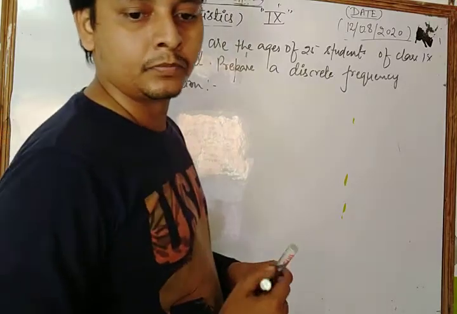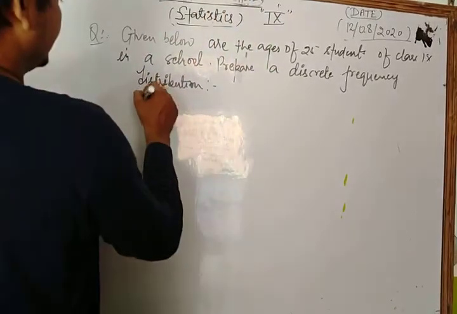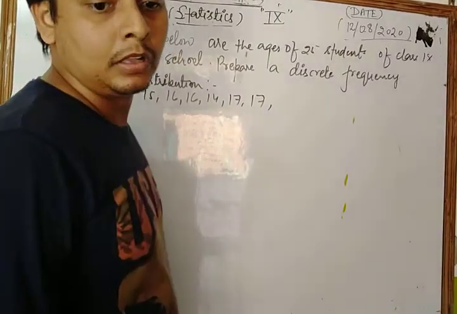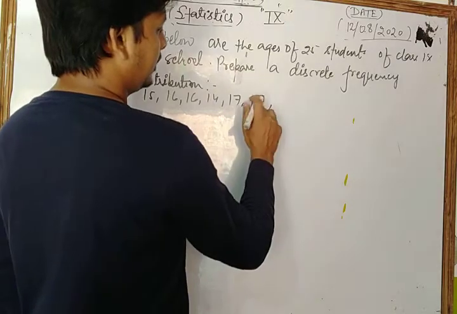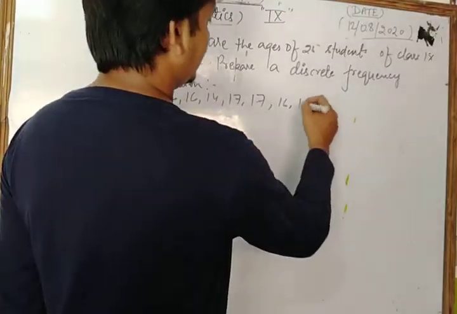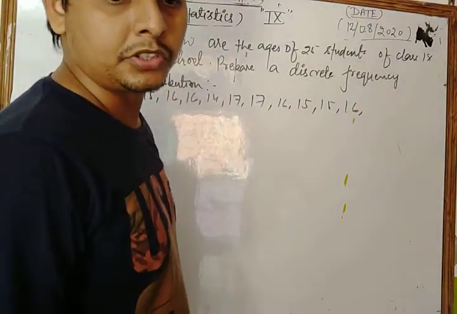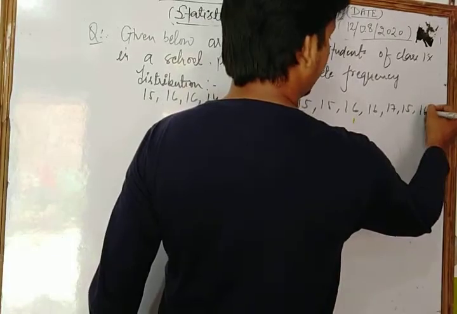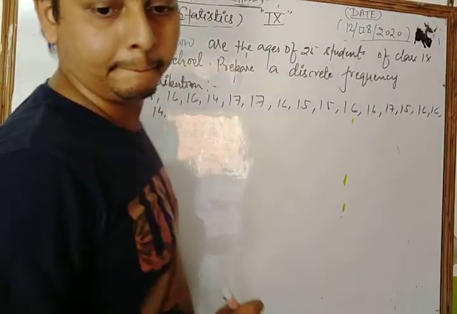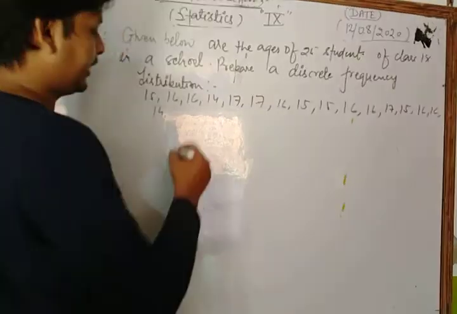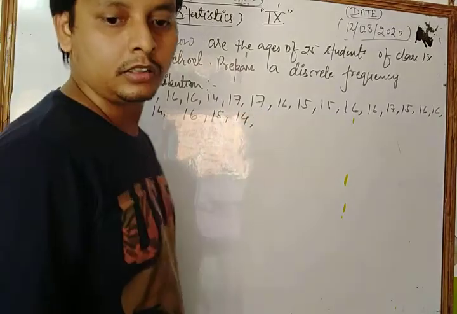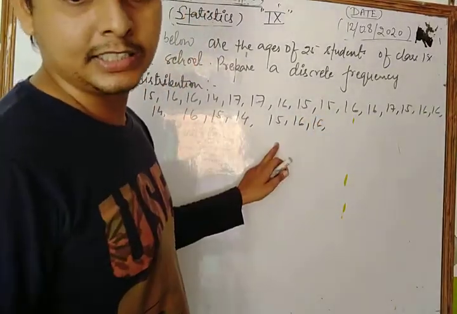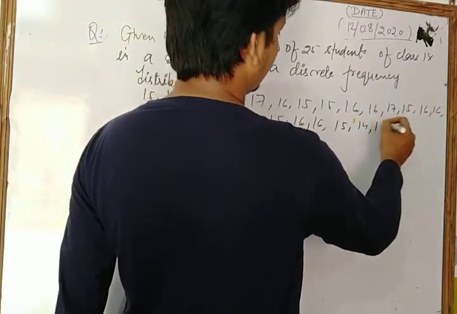Your data, the ages of 25 students, are 15, 16, 16, 14, 17, 17, 16, 17, 17, 16, 15, 15, 16, 15, 15, 16, 16, 17, 15, 16, 16, 14, 16, 16, 14, 16, 15, 16, 15, 14, 15, 16, 16, 15, 16, 16, 15, 14 and the last 15.